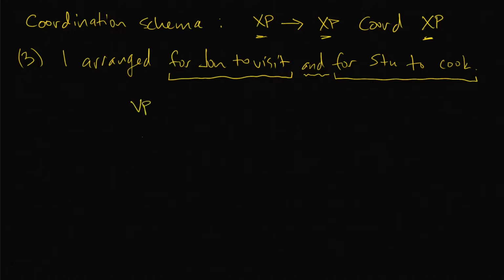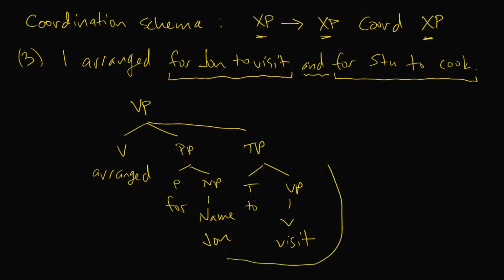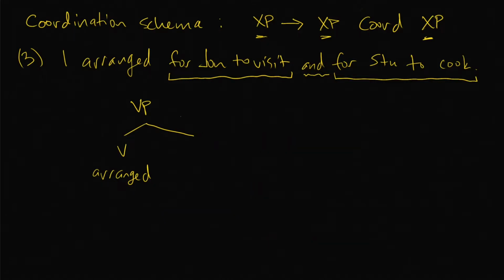And we saw that if we don't think of it in that way, we think of this as a prepositional phrase and a TP, there's no way that our coordination schema will let us coordinate these things here because they don't fall under a single node to the exclusion of any other material. So in order for this material to be coordinatable, what we want is a structure where all of this stuff, for John to visit, falls under a single node.